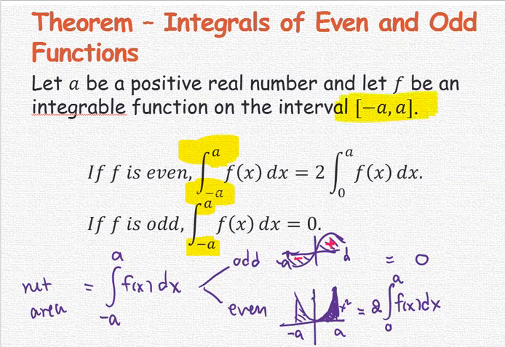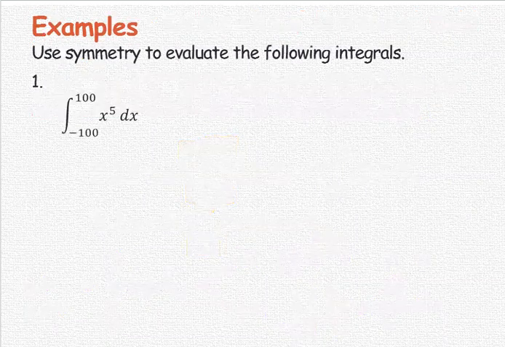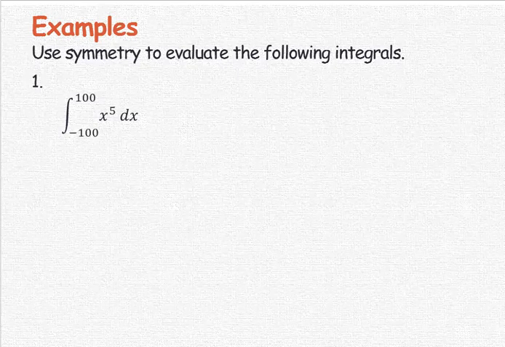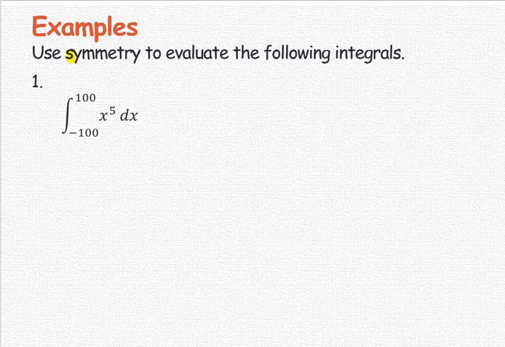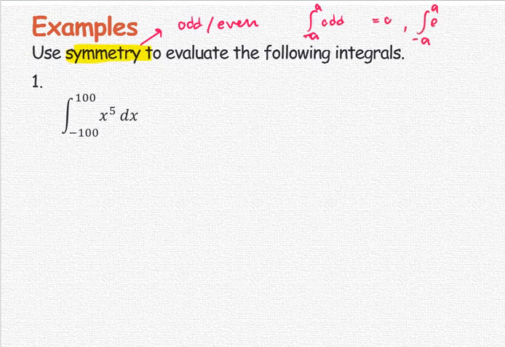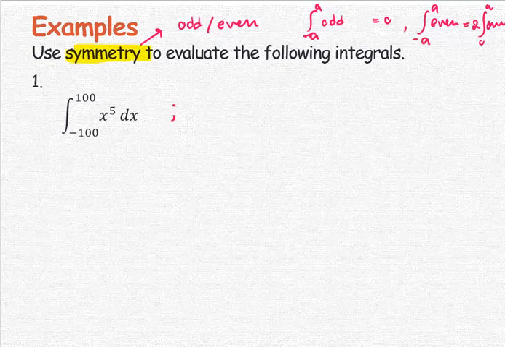Okay. Now, for the example, this example asks you to use symmetry to evaluate the following integrals. Another way, we check whether the function is odd or even. For the odd function, the integral from negative a to positive a is going to be 0. Negative a to a of the even function is going to be twice the integral from 0 to a of the even function. What we have to do for this kind of problem is to identify our function.